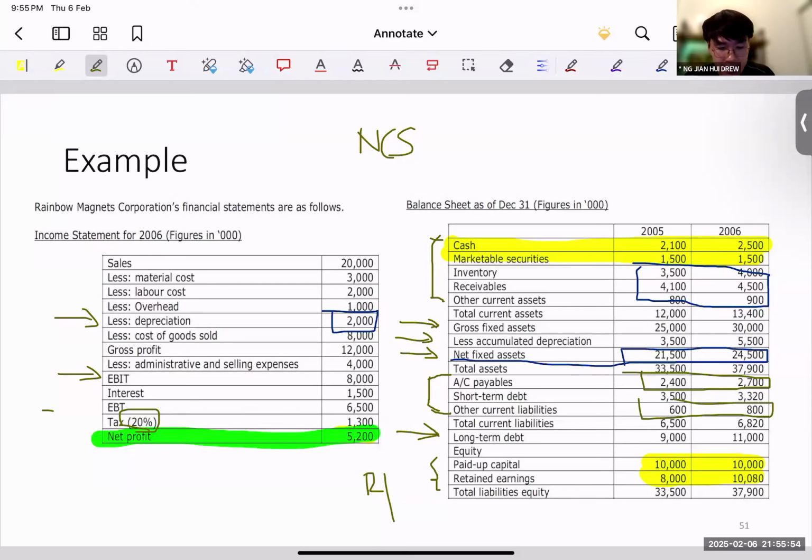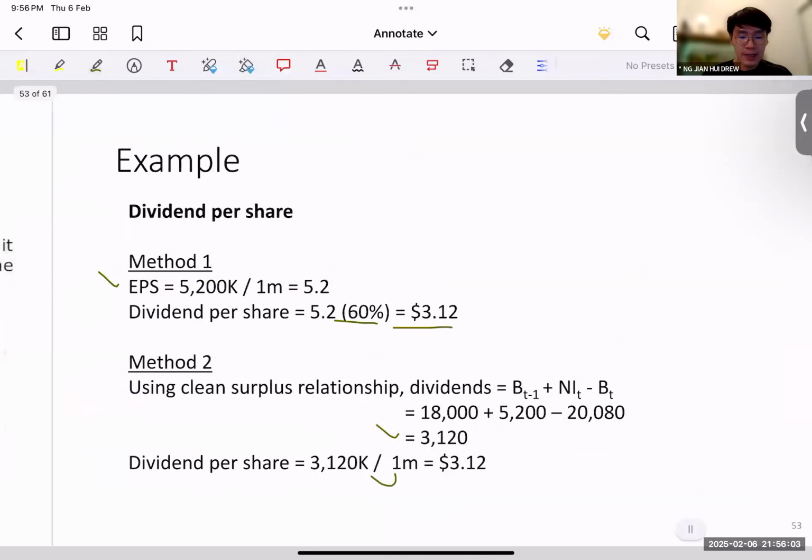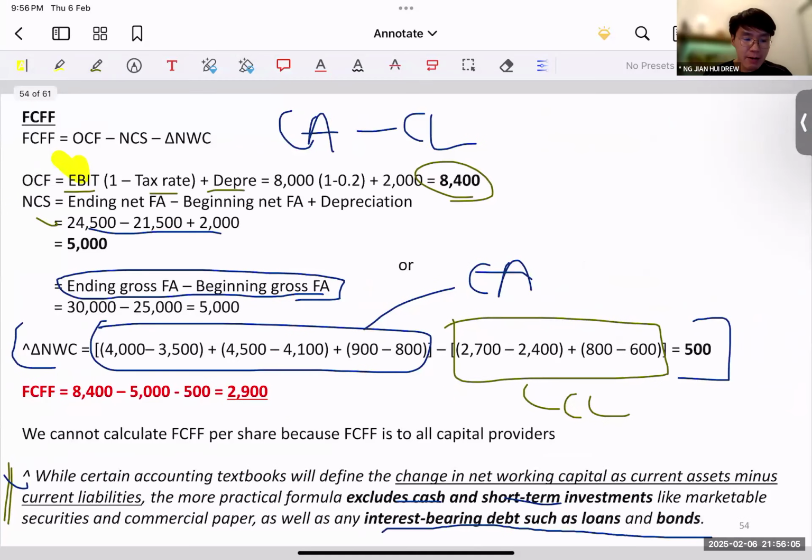And this one here, right? Basically exclude your short-term debt because your short-term debt is interest bearing. So in our net change in net working capital, think about it again. What's the purpose of net working capital? It is the capital being spent on daily operations.